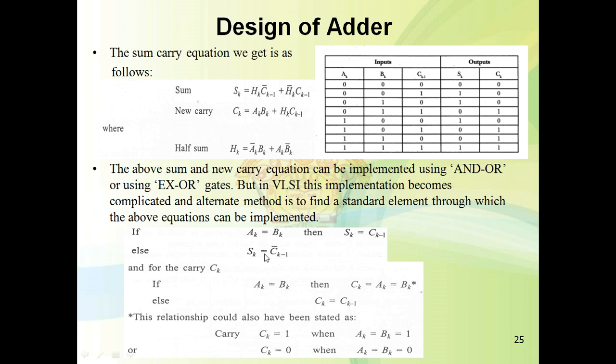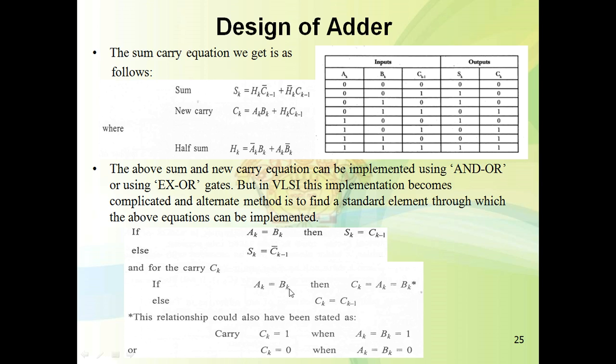So here ak is equal to bk is equal to 0 0 and ck is equal to 0. Likewise here ak is equal to bk is equal to 1 1 and carry is equal to 1. If ak is equal to bk is equal to 1, then ck is also 1. Now we will get the simple two equations for the adder, that is if ak is equal to bk, then sum is equal to ck minus 1, and if ak is not equal to bk, then sum is equal to ck minus 1 complement.